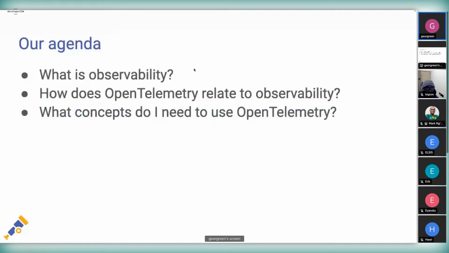My goal with this is to cover OpenTelemetry. OpenTelemetry is a tool, so the question becomes, what does it help us do? In our agenda, we'll discuss what is observability, then figure out how OpenTelemetry relates to observability, and then get into some concepts you need to understand to use OpenTelemetry.